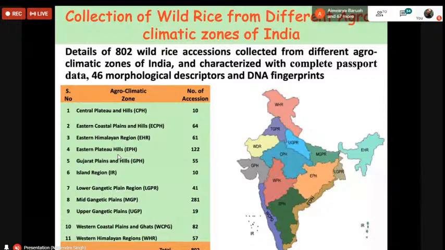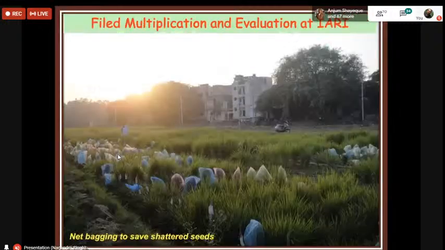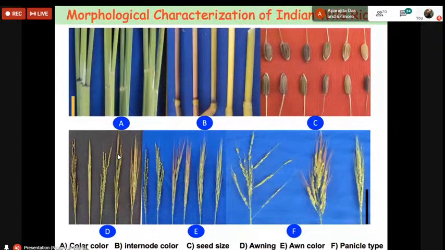I have collected about 800 of them. India has got 16, I think, agroclimatic zones. I have collected from 11 of them. Something like Rajasthan and other places I have left. Hopefully I can collect some more if it's possible. Then I have grown them at IRRI, then characterized them at the morphological level, where you can see all the variability. And I was surprised that most of them bear fruit even at IRRI, even though I collected them from different parts of the country.